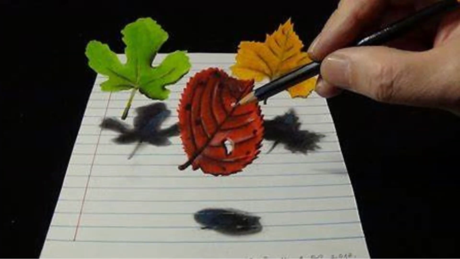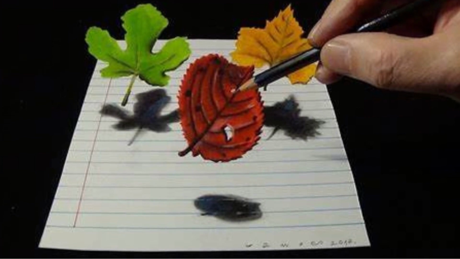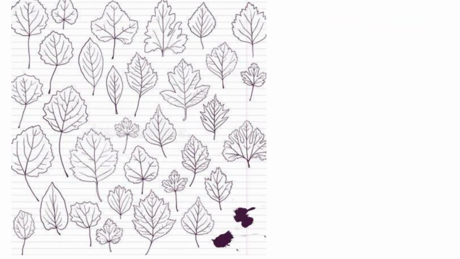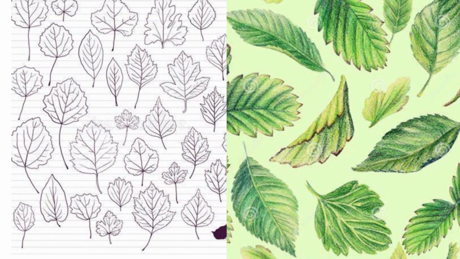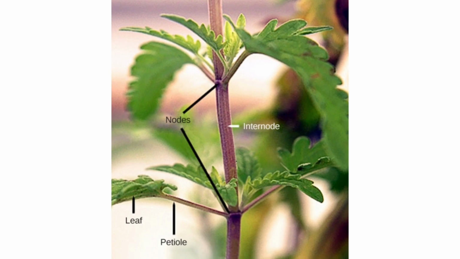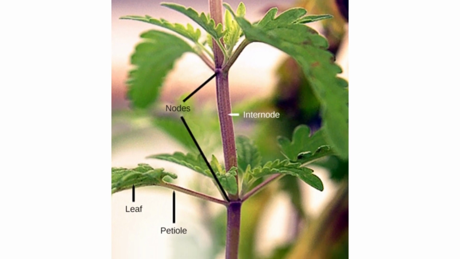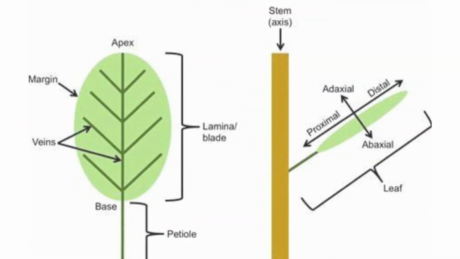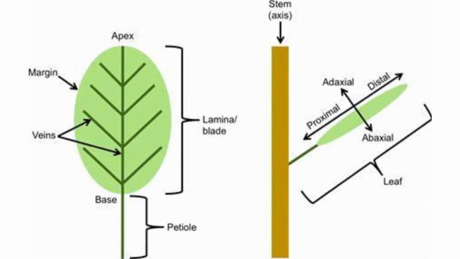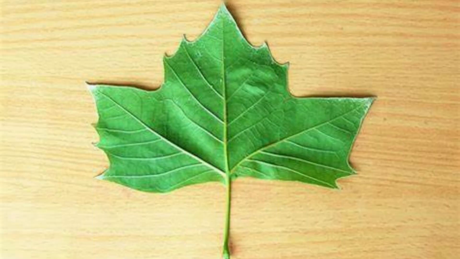Leaf. Look at leaves of plants around you and draw them in your notebook. Are all the leaves the same in size, shape and color? How are they attached to the stem? The part of a leaf by which it is attached to the stem is called petiole. The broad green part of the leaf is called lamina.